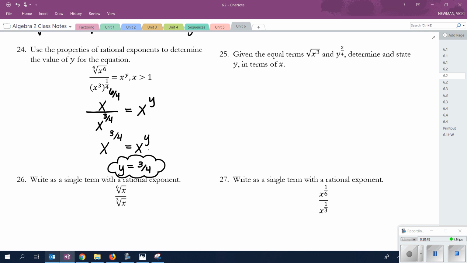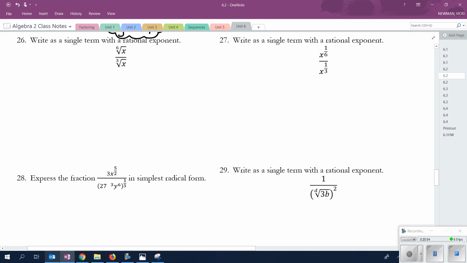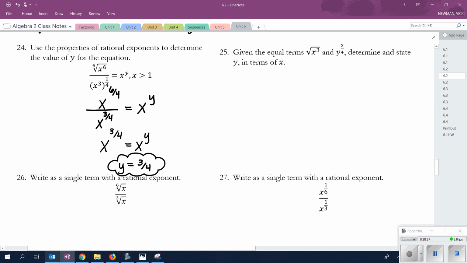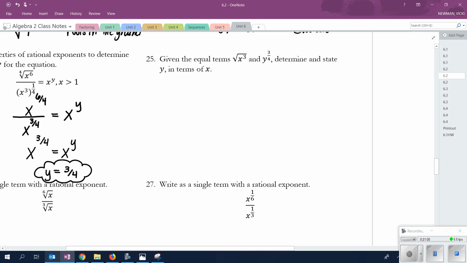So 25 is sort of similar. Why don't you guys do 26 and, well, let me look at the time. That's a lie. Don't do 26 and 27. We're going to do 25 real quick. All right, so given the equal terms, x square root of x cubed and y to the 3/4, determine and state y in terms of x. Huh? Did you read that and go, huh? Yeah. Equal terms, what should you do? Set them equal. Oh, there's a novel idea.